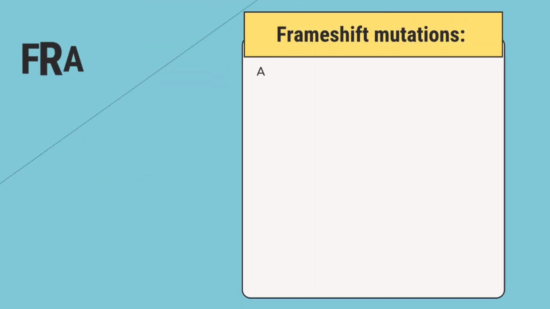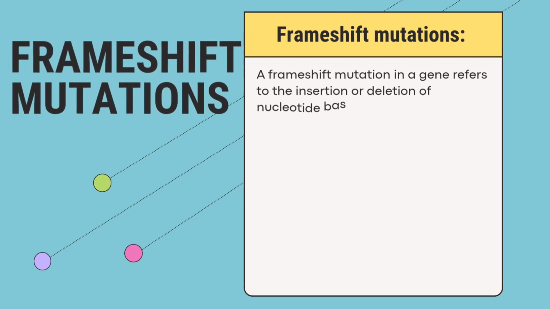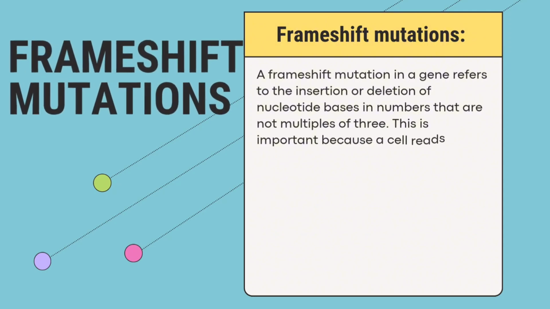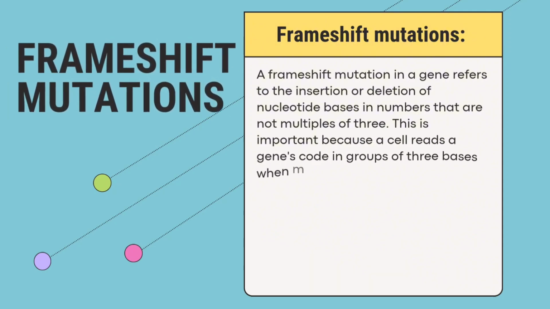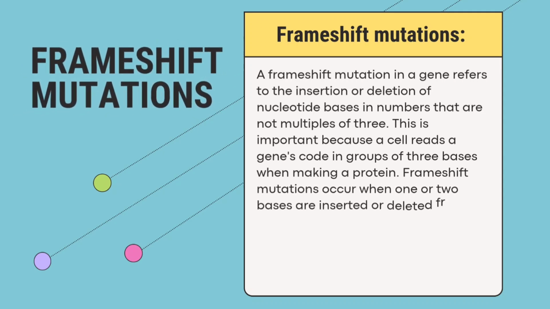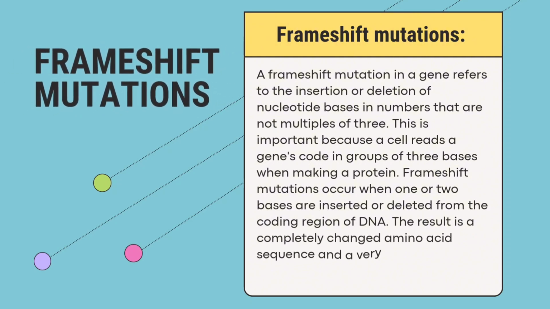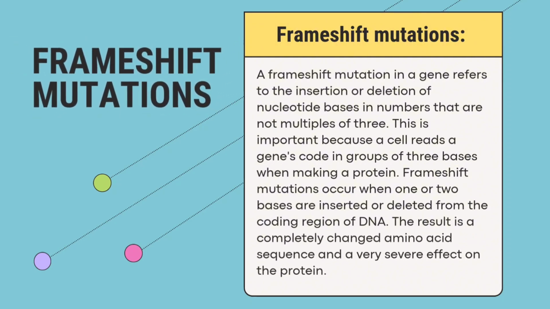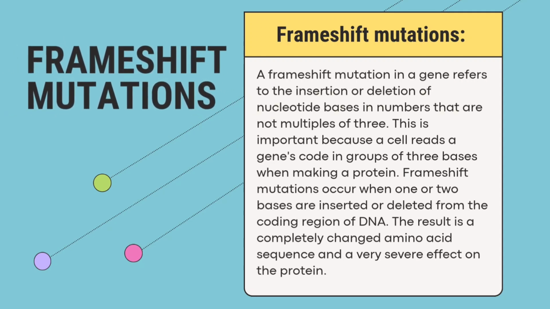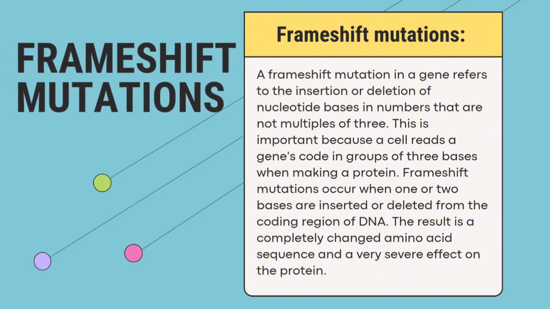This sequence is called frame shift mutations. A frame shift mutation refers to the insertion or deletion of nucleotide bases in numbers that are not multiples of 3. This is important because a cell reads a gene's code in groups of 3 bases when making a protein. Frame shift mutations occur when 1 or 2 bases are inserted or deleted from the coding region of DNA. The result is a completely changed amino acid sequence and a very severe effect on the protein.